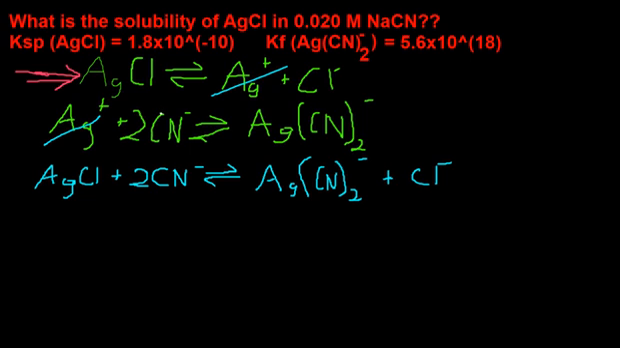Okay, so now what do we do? Let's make an ice table. We know the initial conditions. We know that initially the cyanide starts out at 0.02 molar, and we want to find out how much the other species can increase to equal our KEQ value, which we'll calculate from the KSP and the KF. So right now, we're going to be forming our ice table.